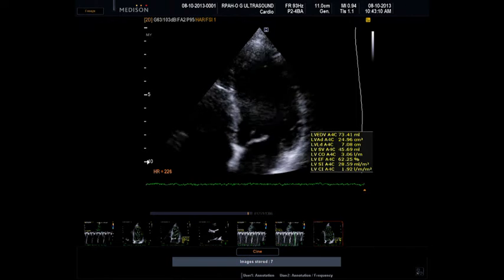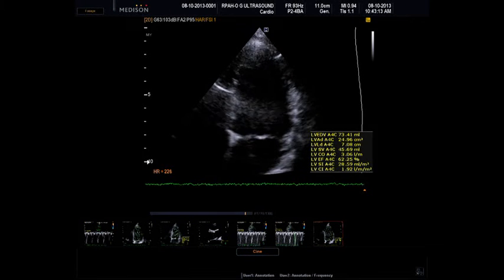Okay, and then you measure the chamber's empty.